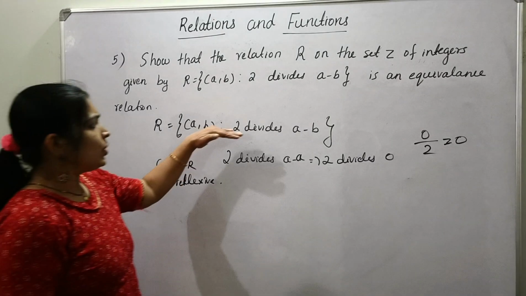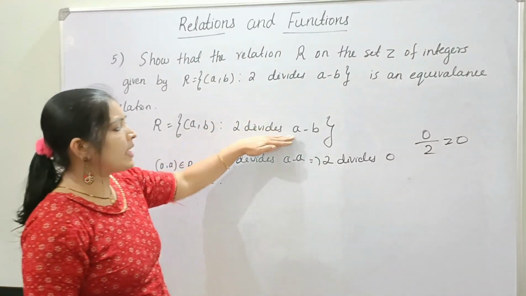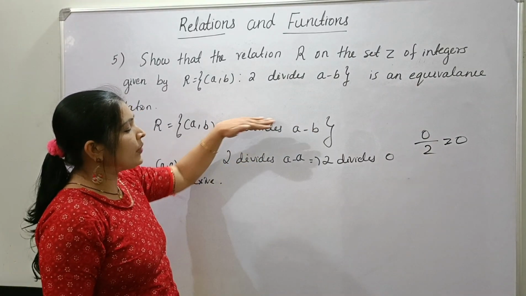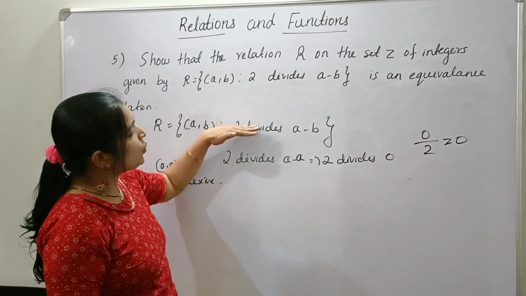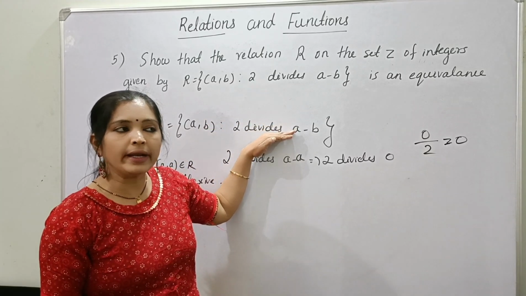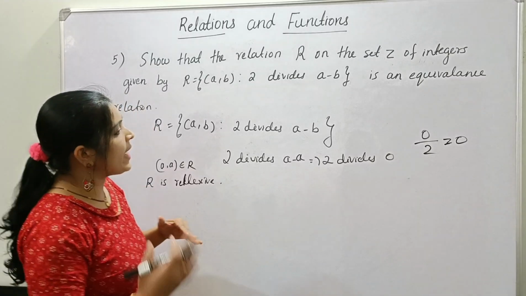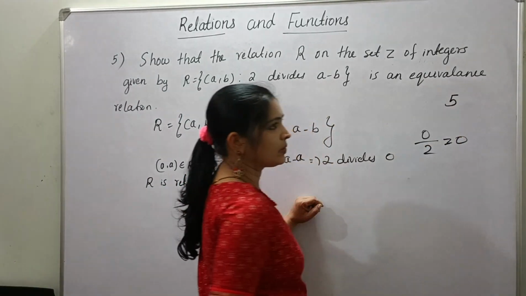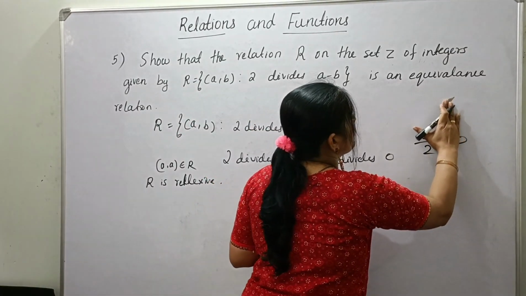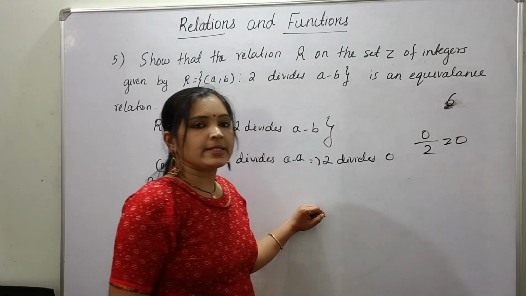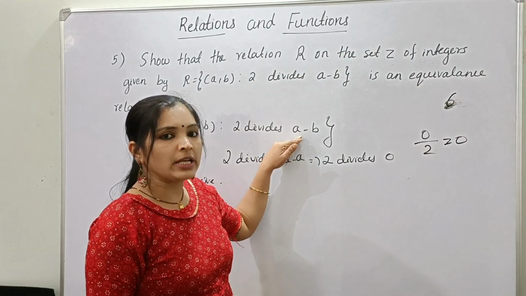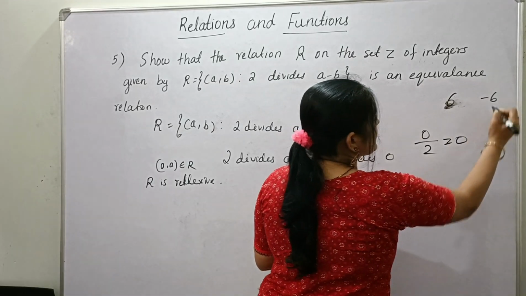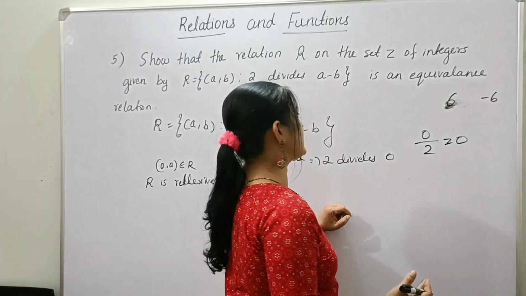Next, we can say if 2 divides a minus b, then 2 divides b minus a also, right? See, 2 divides a minus b means, suppose a minus b is equal to 6. 2 divides 6. Then what will be b minus a? That is nothing but minus 6, right? b minus a is minus 6.